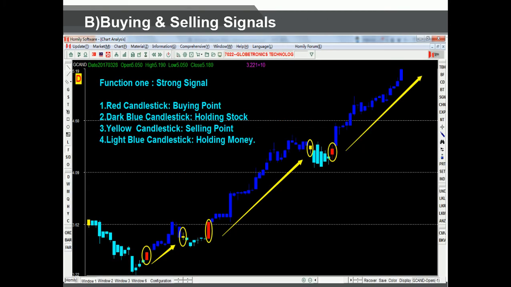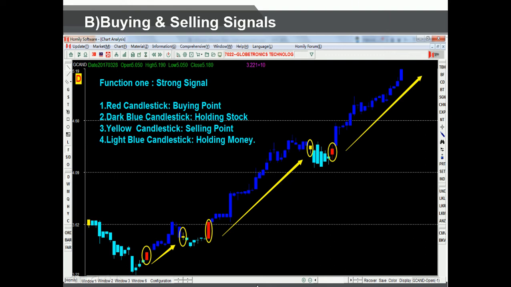And here are the buying or selling signals. Because if we want to make a safe trade, we must know the certain buying point, the certain holding time, and the certain selling point. So how do we make sure of the certain buying or selling?